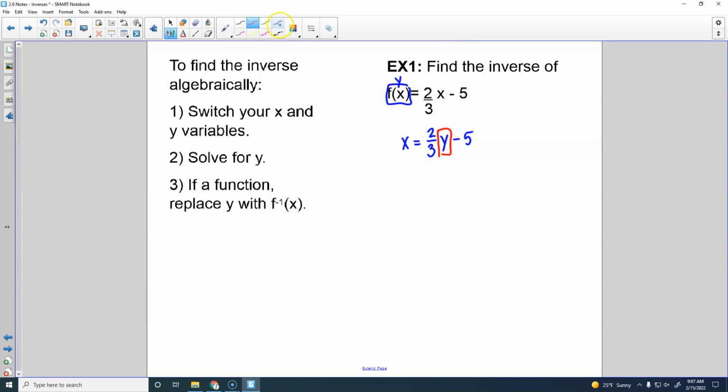So Grace, what would we do on this one to solve that equation for y? We got to get rid of the 2/3. We also got to get rid of the minus 5. Which one would we get rid of first? Yep. So to get rid of that 5, we just got to add the 5. So I will get x plus 5 equals 2/3 y.